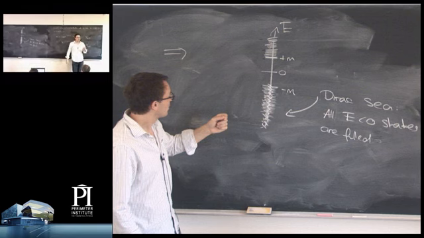I should also say that in the context of condensed matter, this is exactly what happens. There it's called the Fermi sea instead of the Dirac sea, and there it's really the right interpretation.